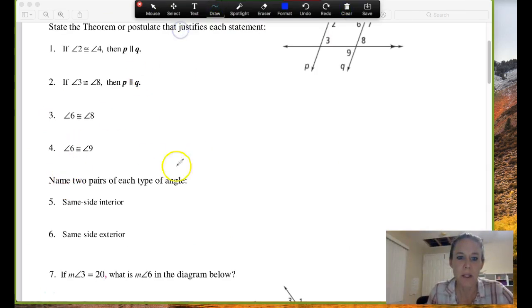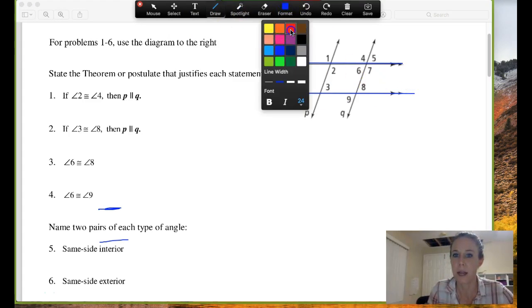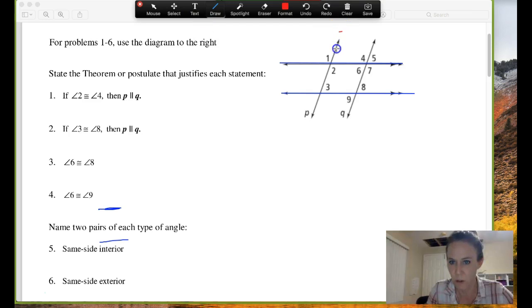Okay, number 5, name two pairs of each type of angle. We want to name the same side interior and the same side exterior. They literally mean what they say they mean. Okay, so the same side interior, if I'm dealing with these two lines right here, these lines that are marked parallel, and let's isolate what we're looking at first. If this was our transversal, then these two angles are on the same side of the transversal, and they're on the interior of the parallel lines. So I'm going to say angle 2 and angle 3 are same side interiors.